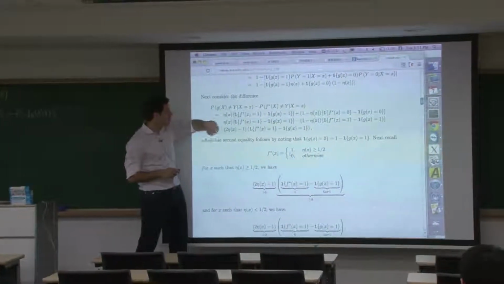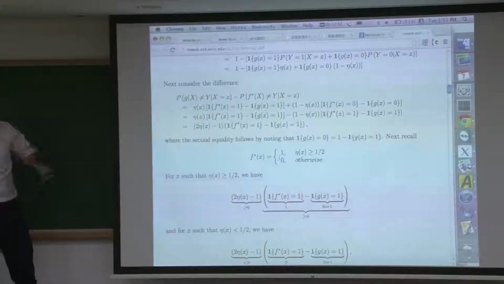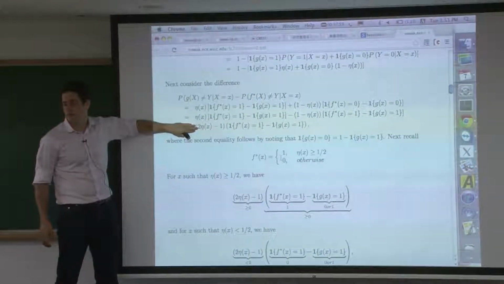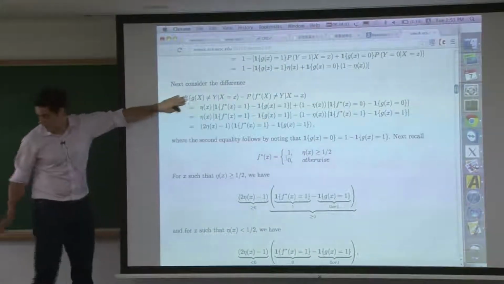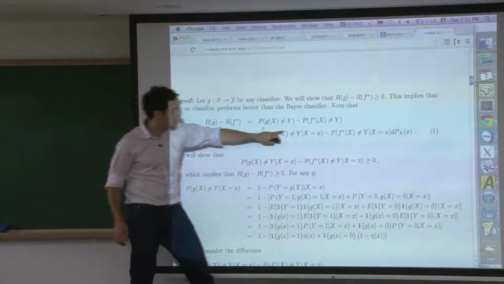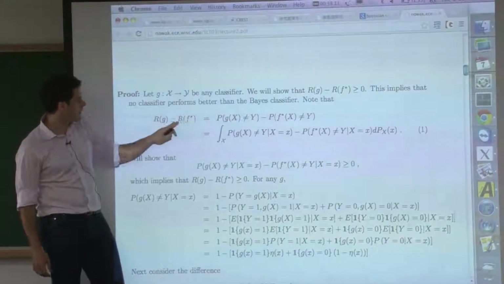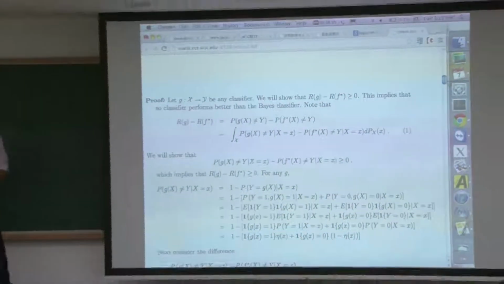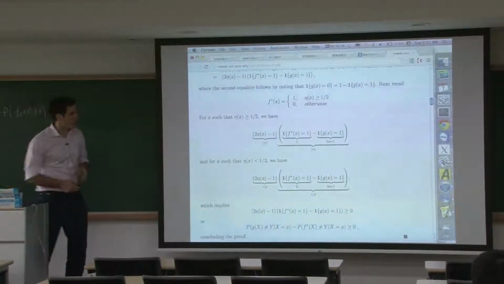So what we need to show is that this quantity here is always non-negative. If we can show that this is non-negative, then the integral is non-negative, so r of g will always be bigger than r of f star, or r of f b.